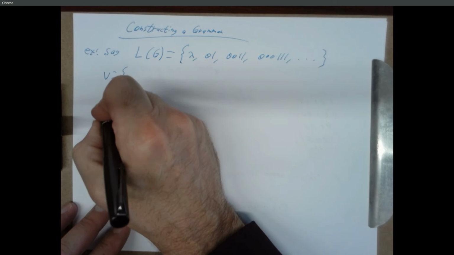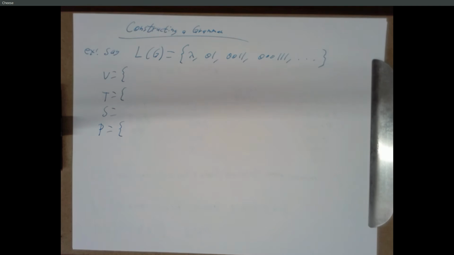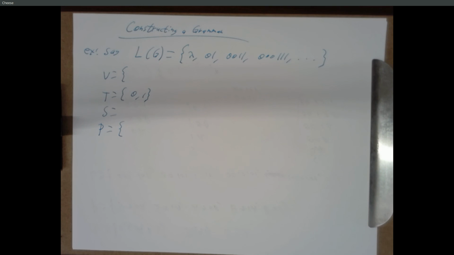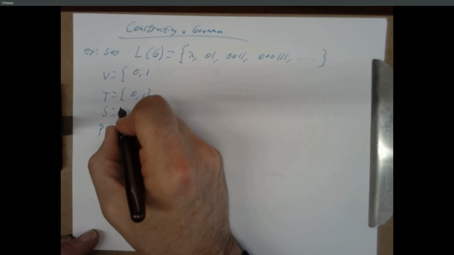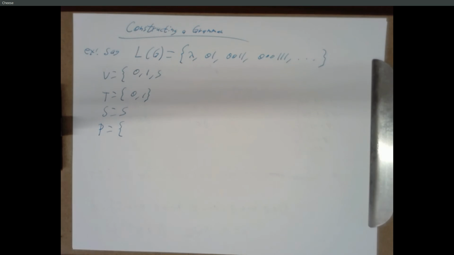So any ideas? We need to define V, T, S, and P. T is 0, 1. Looks like the terminal symbols are just 0 and 1. Right, every string in there consists of only those characters, which means 0 and 1 will be part of the vocabulary. I'll give you S. Let's just have S be the start symbol. So we'll put S in the vocabulary also.